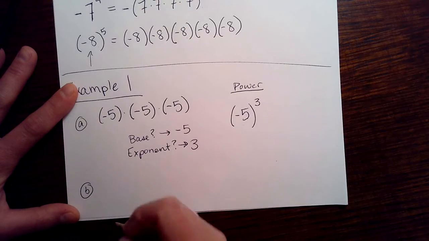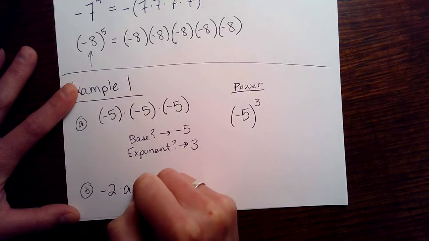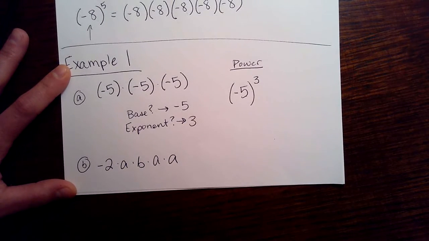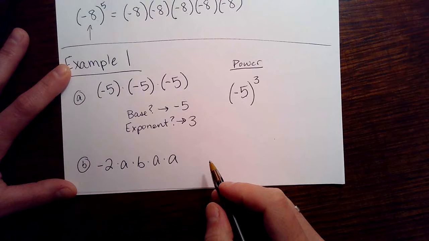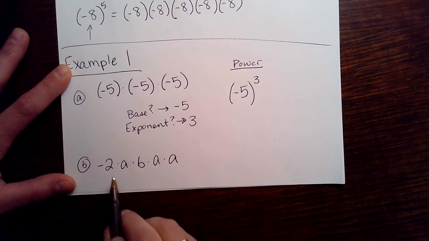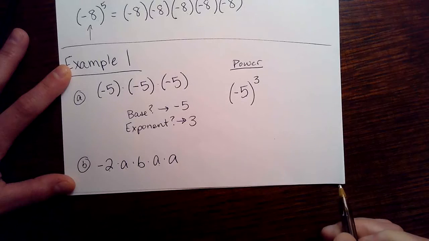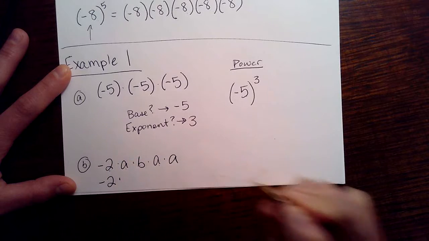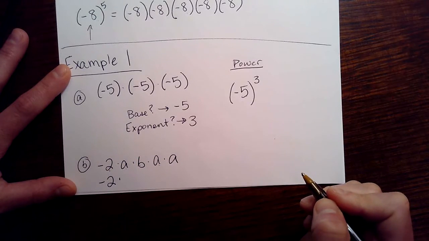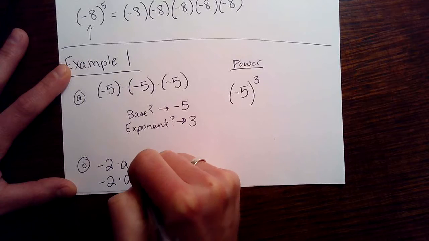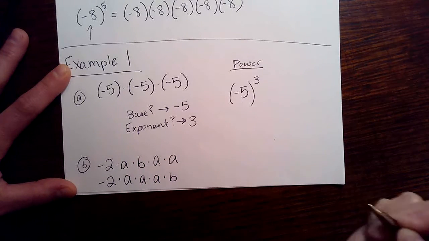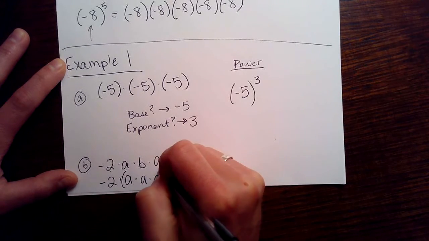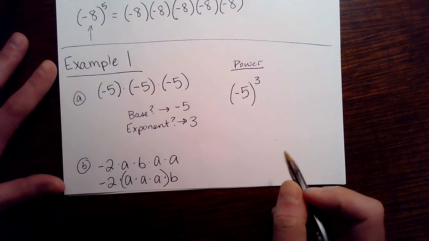Example 1b, -2 times a times b times a times a. Well, when we write a number as a power, it has to have the same base. These factors in example 1b are not all the same. We can rearrange them since this is multiplication. The commutative property says I can rearrange, and then I can pick which numbers I want to multiply together first.